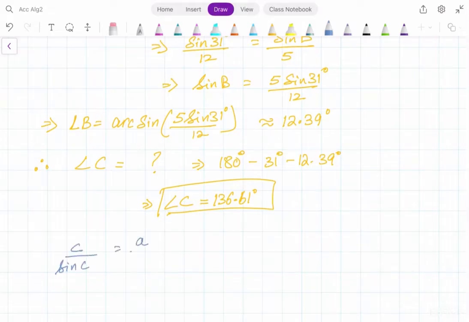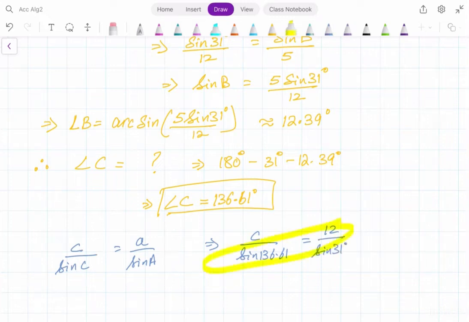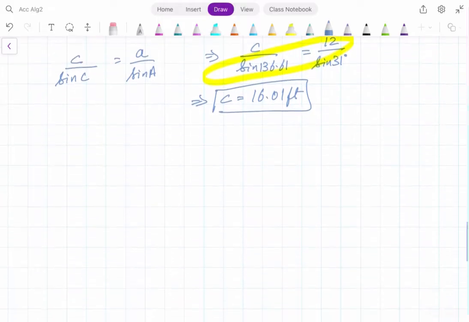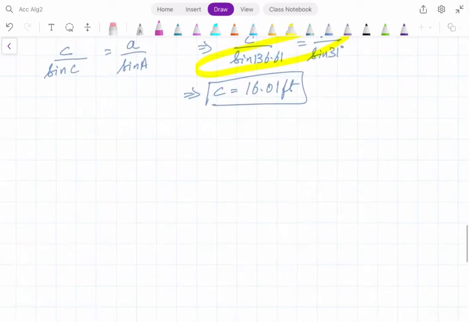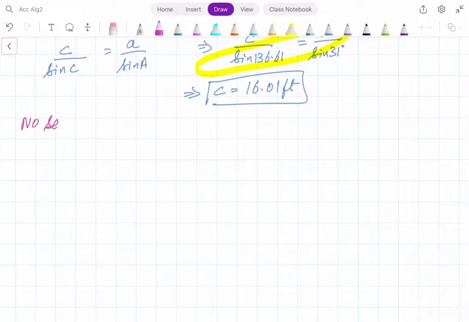Now I need to find the missing side length, which is side C. So we are using the basic law of sine. Whenever you have to find the side length, the numerator should represent the sides. Whenever you have to find the angle, the numerator should represent the angle. So the side length will be 16.01 feet. So this way we can solve the whole entire oblique triangle.